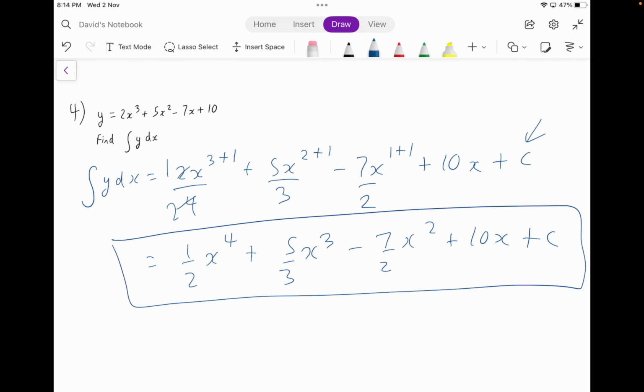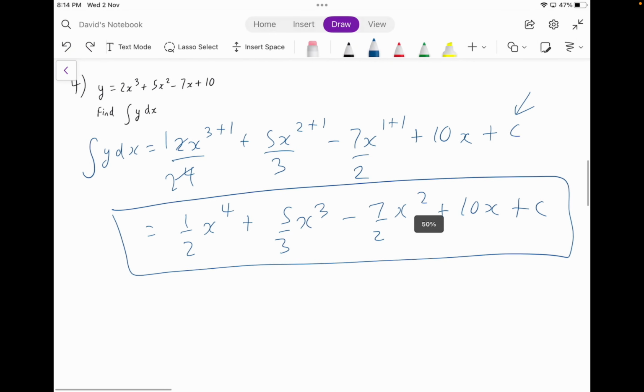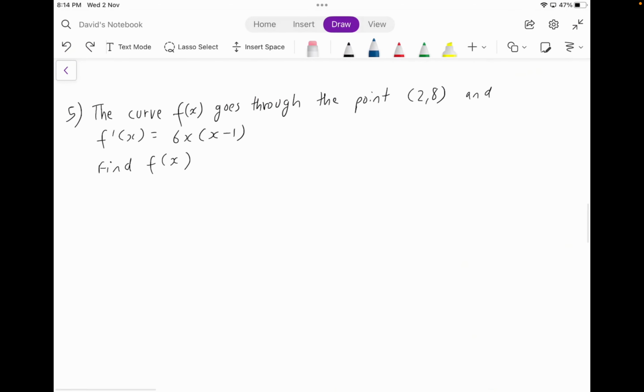Okay, you just add 1 to all the powers and divide by the new power that you have found. And for numbers like these, you're just going to put x and always add the positive c to represent the integration form. Now let's move on to the fifth question. Now the fifth question uses the idea of integration fully, but it uses curves as well.